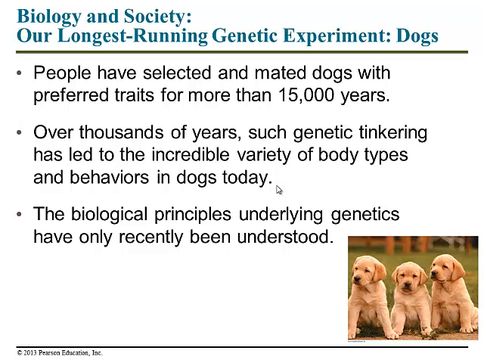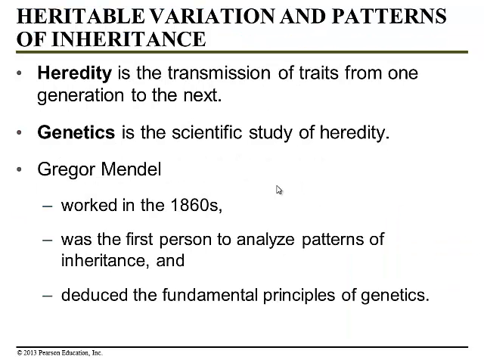All right, people have selected and mated dogs with preferred traits for over 15,000 years. Who are the ancestors of our wonderful little black labs and all of those wolves? Over thousands of years, genetic tinkering has led to the incredible variety of body types and behaviors that we know in our dogs today. Selecting for traits, picking out a puppy from a litter that has all the traits that we desire, the perfect ears, the cute coat color. Chances are if we take that dog and mate it with another one of the same species, hopefully, not always, some of those traits that we love will show up in the offspring. That's what they're talking about here. So that's the underlying principles of genetics that help us to understand that.